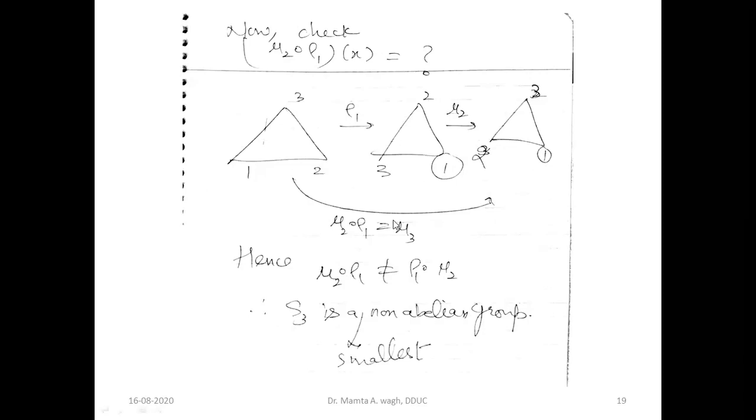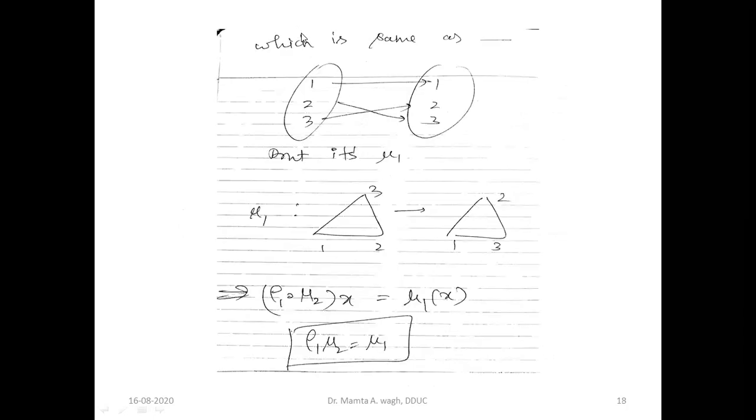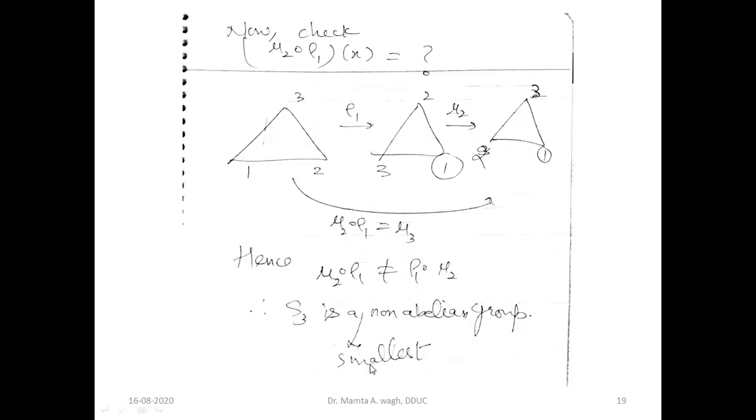So here, first of all, we are checking the commutative property, because rho 1 mu2 was giving you mu1. Now I'm checking mu2 rho 1. So first we have to apply rho 1 and then mu2. If I apply rho 1 on this 1, 2, 3, that will give me this. This is basically the 90-degree anti-clockwise rotation. Then on this I am applying mu2.